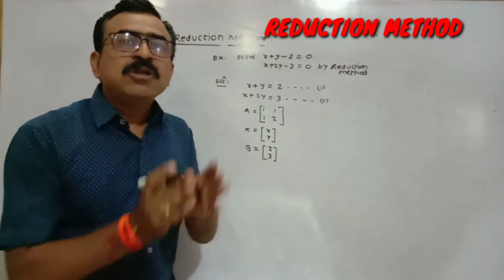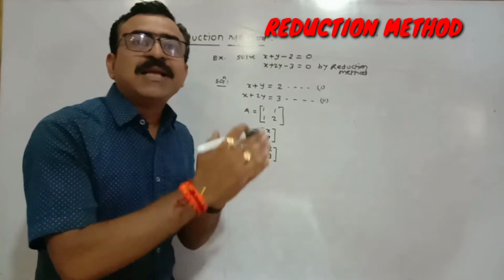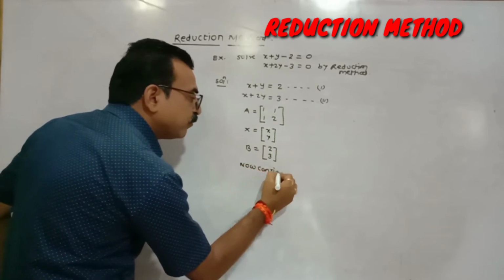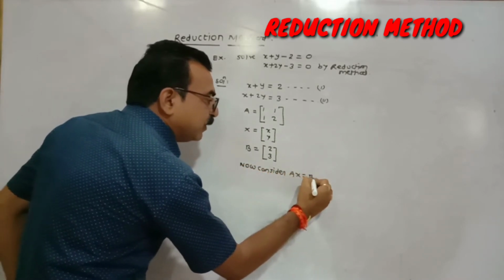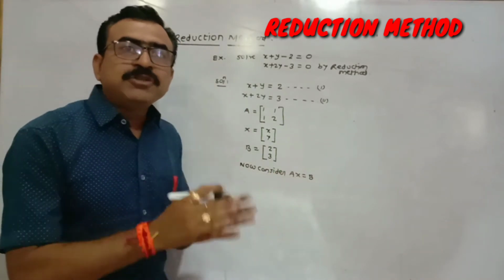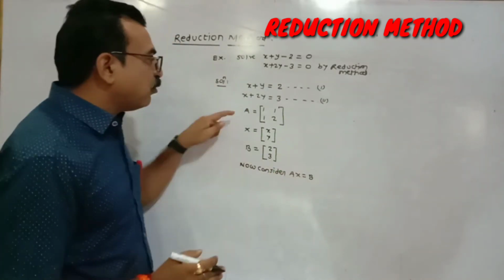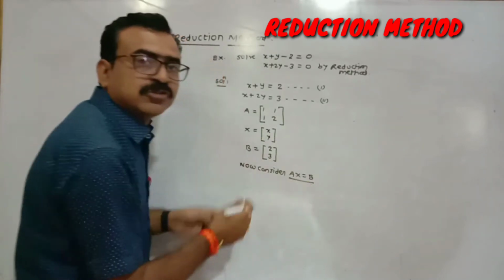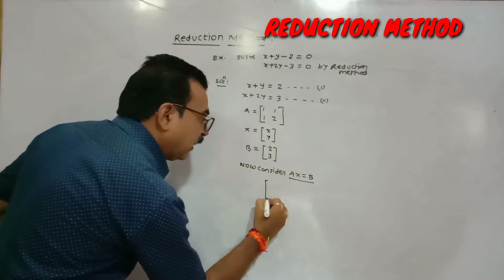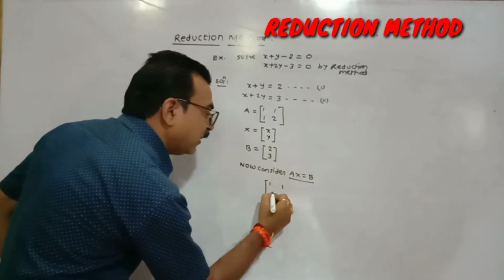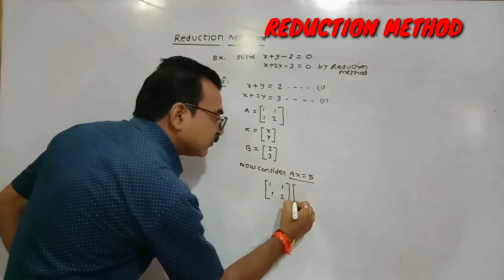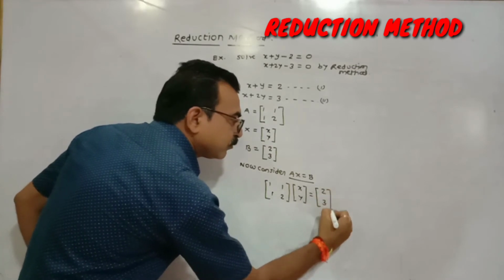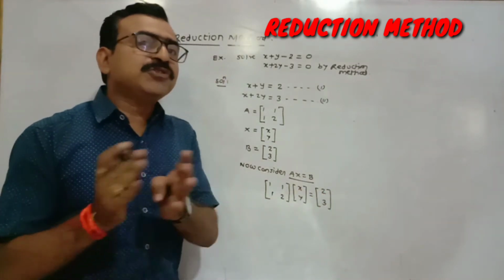So friend, this is your second rule. Is that clear? Now your third rule is now consider AX is equal to B. So write down it. Understood? Now your next rule is substitute the value of matrix A, matrix X and matrix B in this form. So substitute it. A means 1, 1, 1, 2. X is equal to B. Okay. Now what is your next rule?